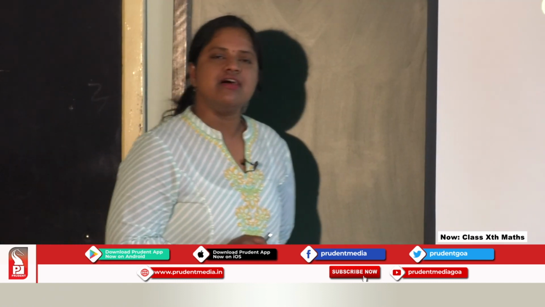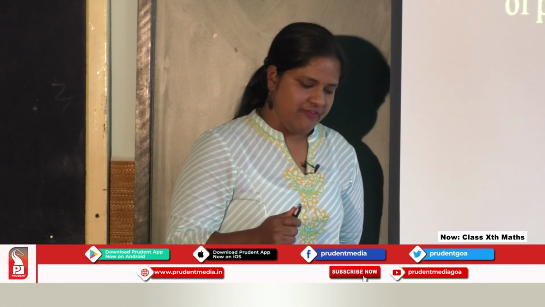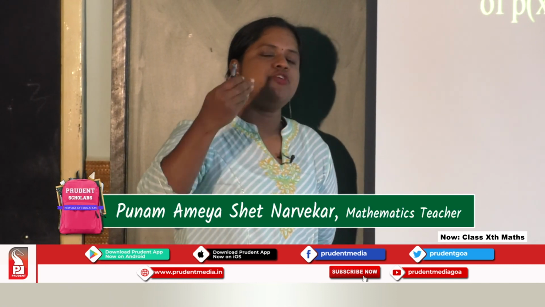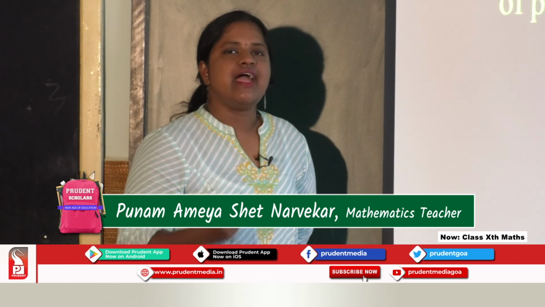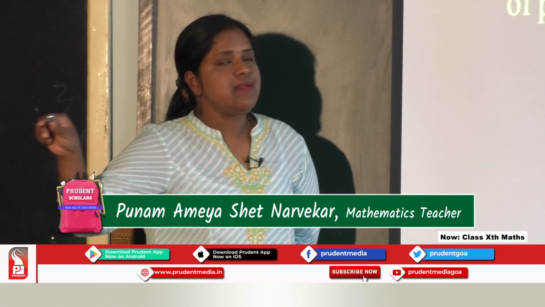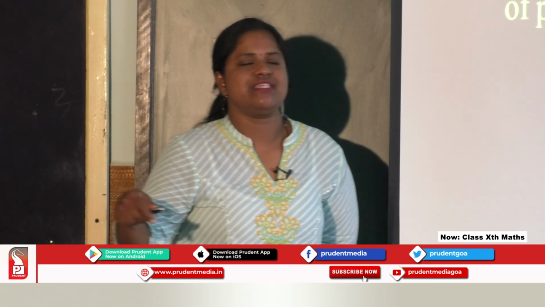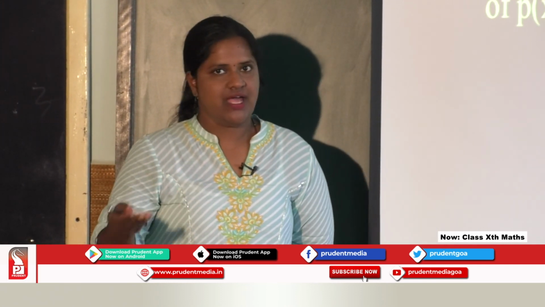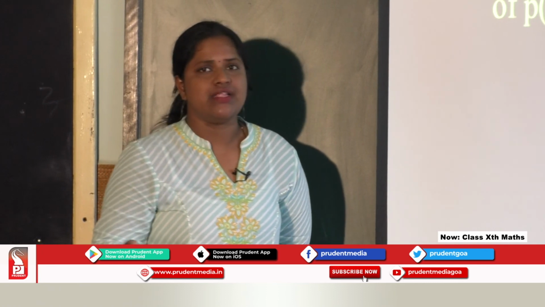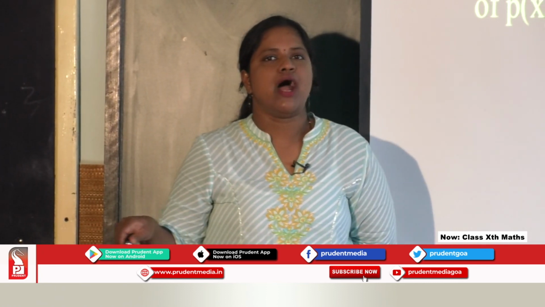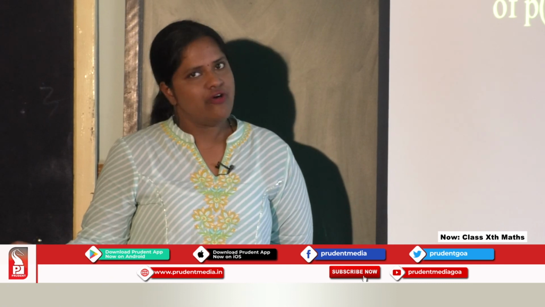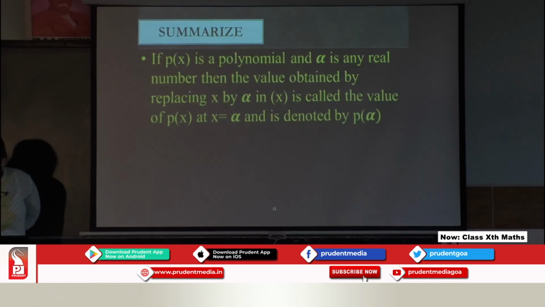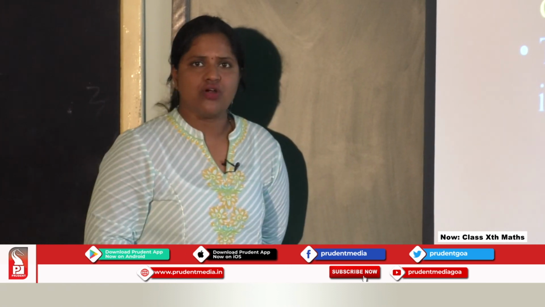So, I had given earlier a few examples. Suppose you have p of x is equal to x plus 3, and suppose I give you value of x as 1, then p of 1 will be 1 plus 3. How did I get 1 plus 3? I just substituted x with alpha, and in this case alpha is 1. So, p of 1 will be 1 plus 3 is equal to 4. That is how we get value of polynomial.